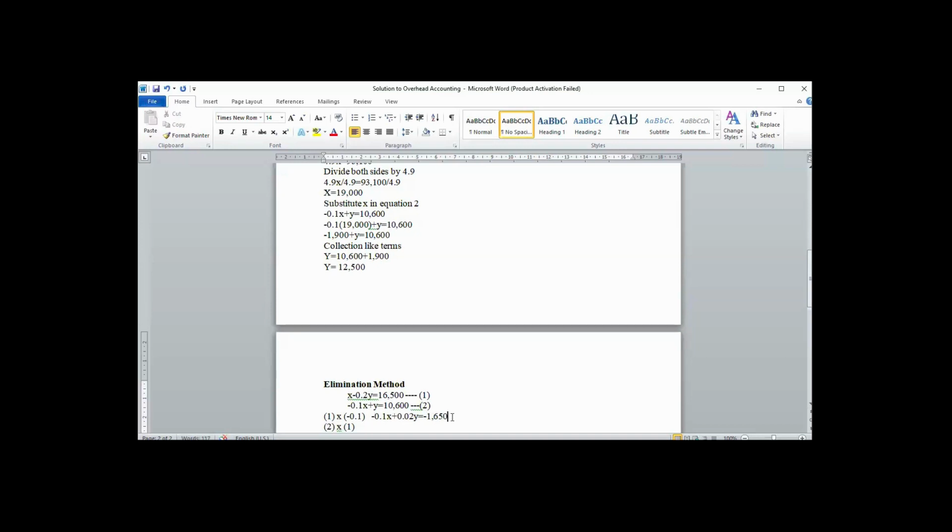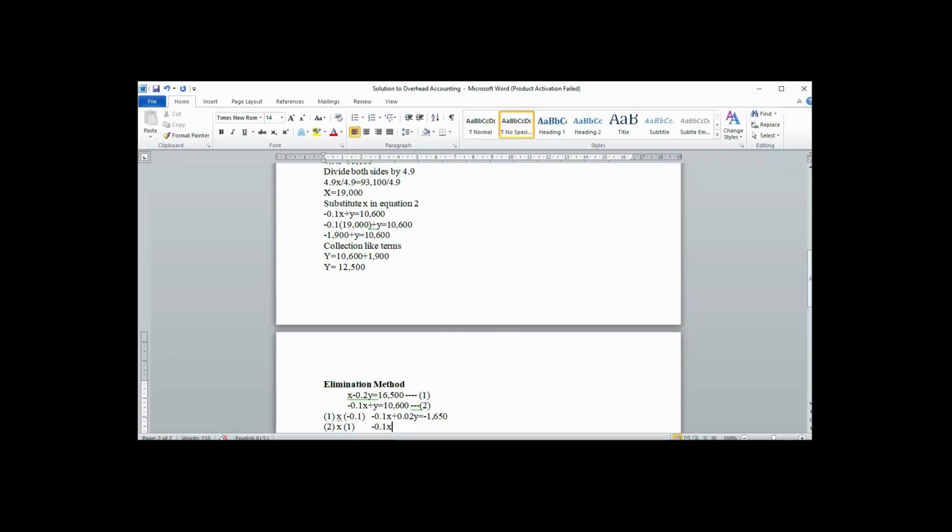We have done that there. We now do the same thing in your equation 2. 1 times minus 0.1x. That one will give you minus 0.1x. Is that not so?